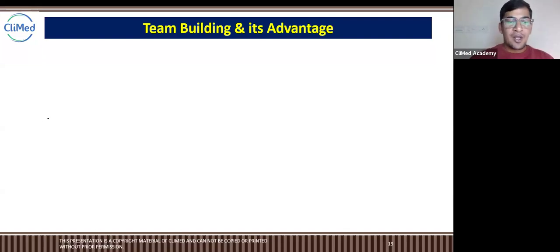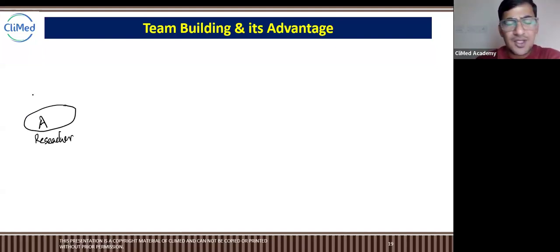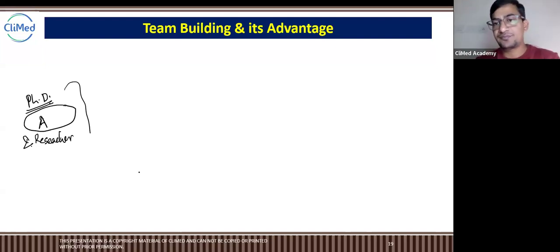Suppose A is the researcher here, and A's designation is right now, suppose, a PhD student. A is a PhD student and researcher here right now. So how will he do the team building? What would be the team for him? Corresponding author, statistician, researcher, guide, okay. Persons with different domains, colleagues, guide and seniors.